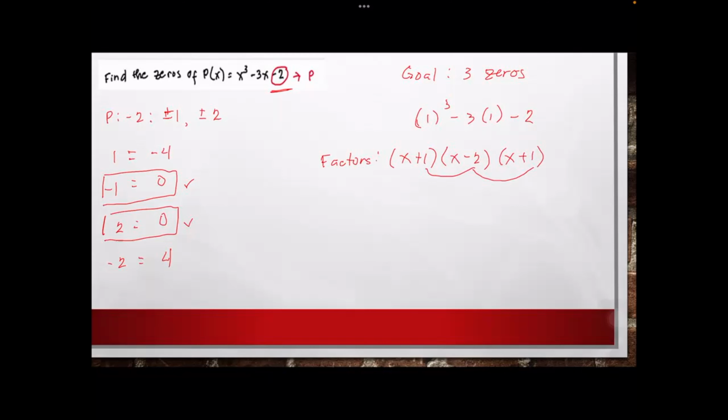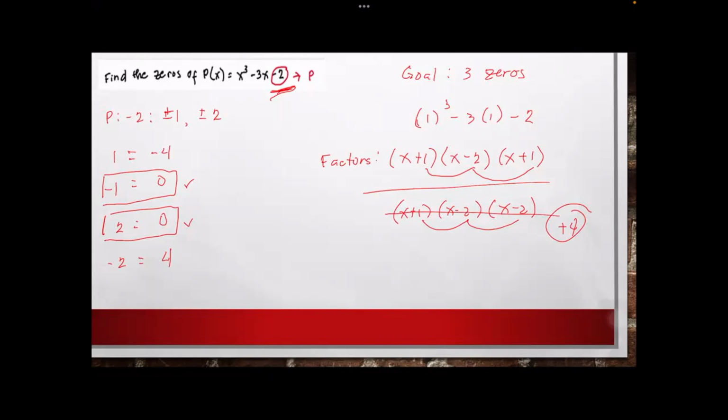Bakit hindi natin pwedeng ulitin yung x minus 2? Now, kapag may x plus 1 tayo, tapos x minus 2, tapos x minus 2 pa rin yung inulit natin, 1 times negative 2 is negative 2. Plus negative 2 times negative 2, the answer is positive 4. Which is, hindi nag-satisfy doon sa negative 2 na ating last term. Kaya hindi to pwede. Gets ko ba yung difference?